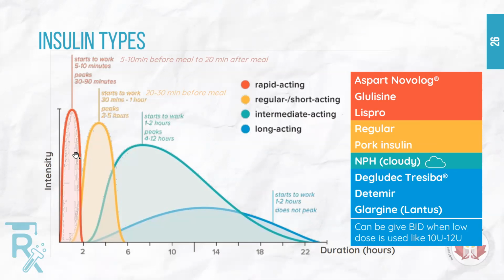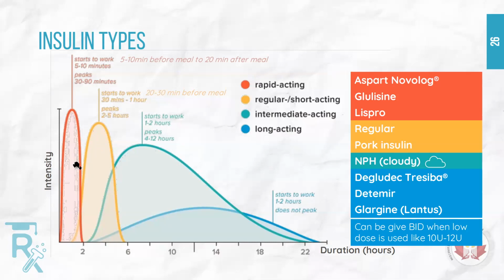The second one is regular insulin, like Humulin R. The onset is somewhat longer than the rapid acting, between 30 to 60 minutes, and its duration of action is up to 7 hours. Both of these are considered bolus insulin. Bolus means that we give it before meals, okay? And it's clear. These two are clear solutions.